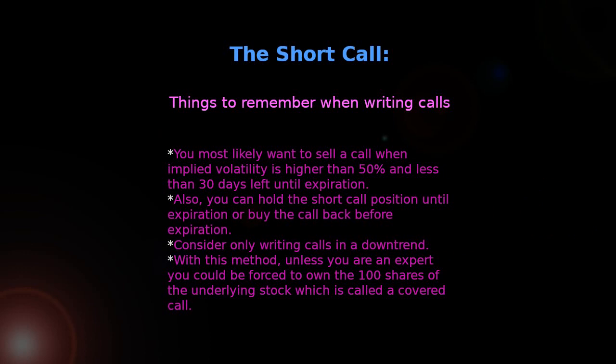Things to remember for call writing. You most likely want to sell a call when implied volatility is higher than 50% and less than 30 days left until expiration. Also, you can hold the short call position until expiration or buy the call back before expiration. Consider only writing calls in a downtrend. With this method, unless you are an expert, you could be forced to own the 100 shares of the underlying stock, which is called a covered call.